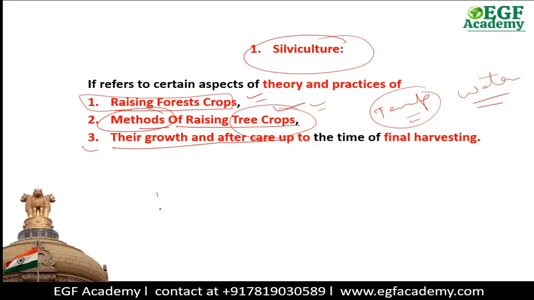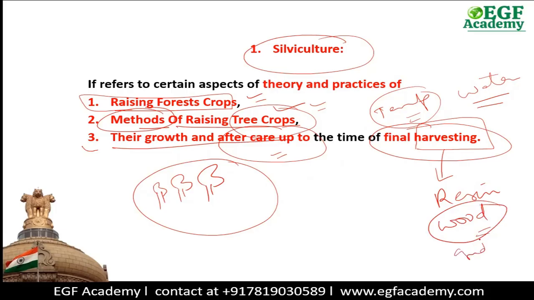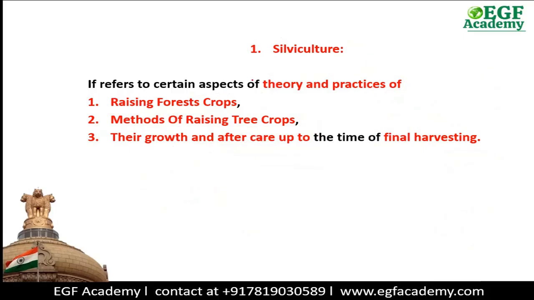Then their growth and aftercare. When we have grown the plants and they grow up, even after that we have to take care of them. So how will we do it? And then, final harvesting. Whenever a tree crop is mature and we harvest it, these tree species are used for different purposes, including economic purposes. For example, it can be used for resin. The wood can be used in different types of infrastructure. They are used in industries. So trees are harvested for all these purposes. We study all these methods in silviculture: how tree crops are grown, what is the method of their aftercare, and what is the process of final harvesting.